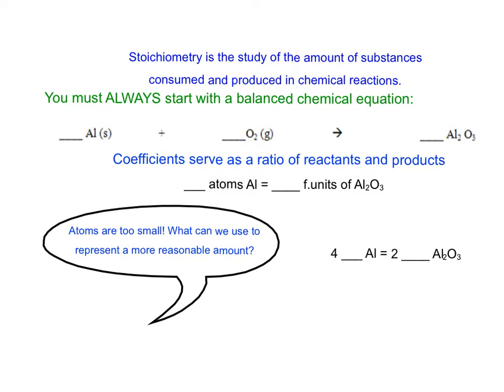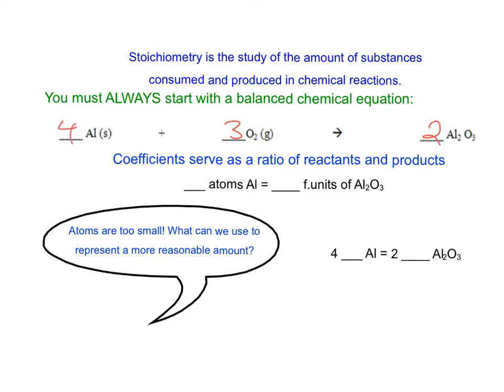Stoichiometry really just means the study of the amounts of things consumed or produced in chemical reactions. So in order to be able to do stoichiometry, you have to start with a balanced equation. If you look here, we have a synthesis reaction between aluminum and oxygen. It's not balanced, so the first thing you're going to want to do is balance it. So we're going to need to get 6 oxygens on both sides and 4 aluminums on both sides.